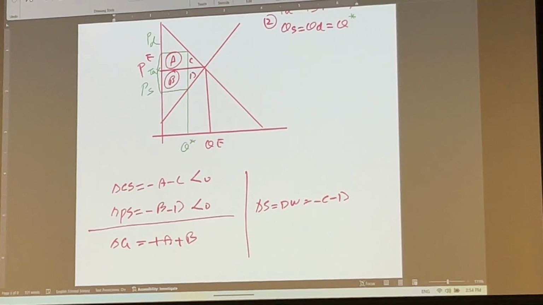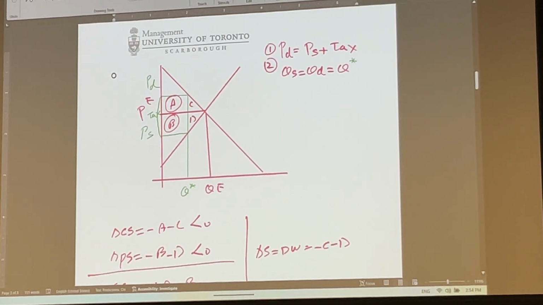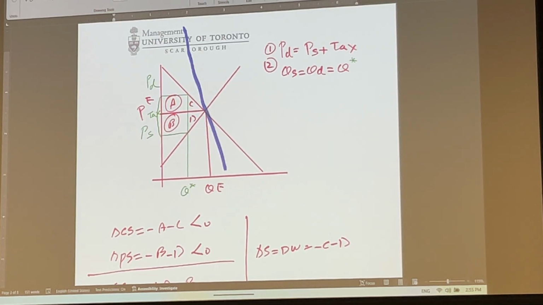No. It all depends on how inelastic the two parties are. The less elastic pays more. If you have the demand looking like this, B will be very large. If the demand is inelastic, A will be very large, much larger than B. The less elastic, more you pay in taxes. Right? Okay.